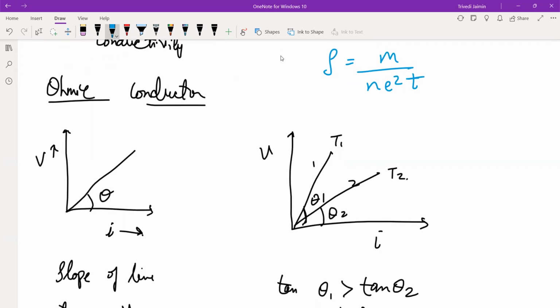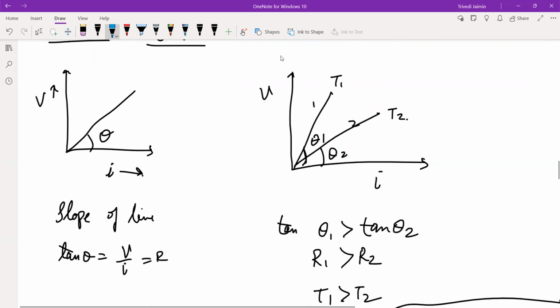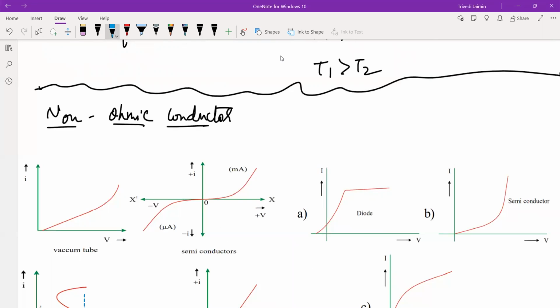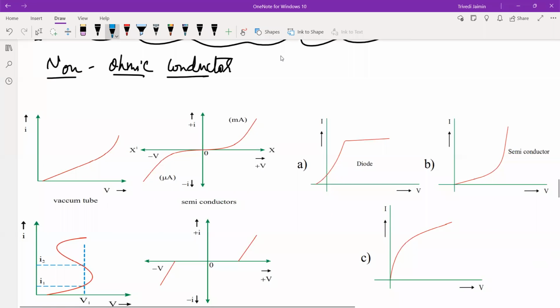These are a few graphs, some ohmic graph. In this one we saw theta, V by I, that is R. Here in this T1 case, theta 1 is more than theta 2. That means T1 is more than T2. Now the non-ohmic graph. This is this portion.